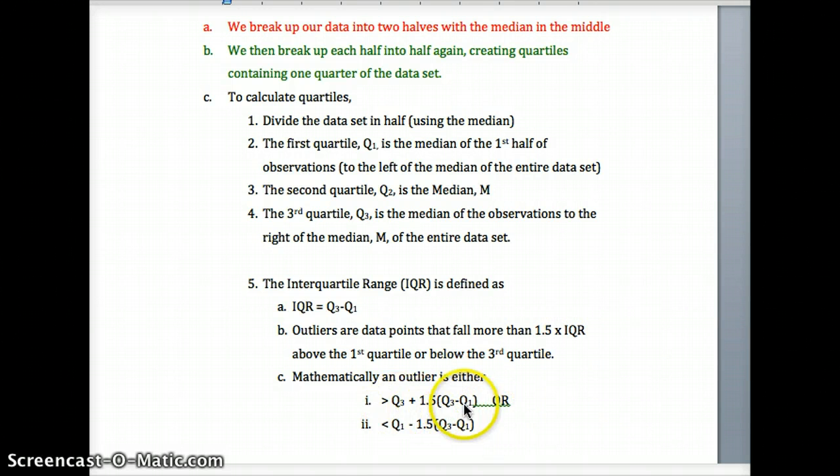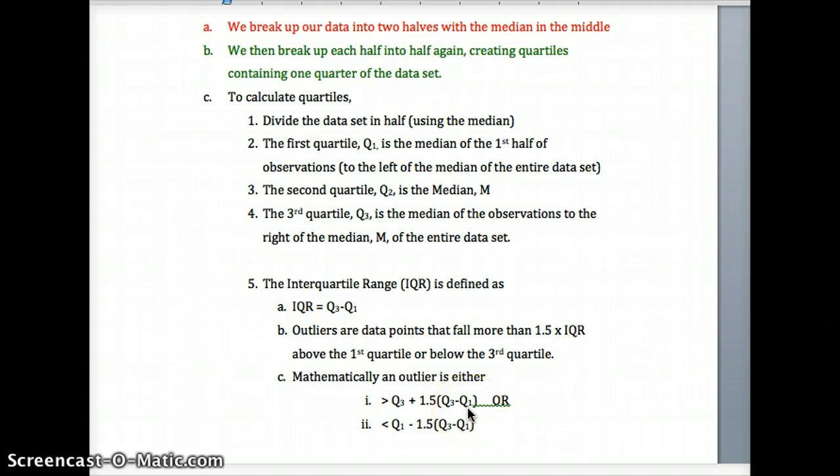If a value is 1.5 times the IQR above the third quartile or below the first quartile, then it's an outlier. So stop and take a look at that, pause to try to process how we define an outlier. So again, the difference between Q3 and Q1 is my interquartile range, meaning where the middle 50% of my data is. In order to determine what's an outlier, I multiply that by 1.5 and I add it to Q3.